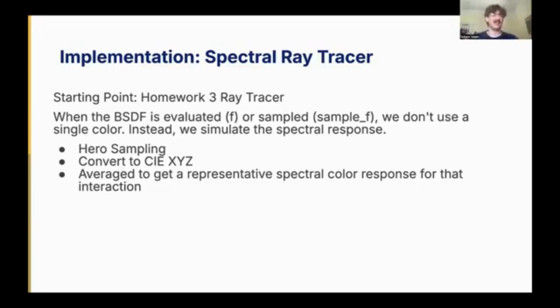And then since we don't want to work in just wavelengths, we want to work in something a little bit more uniform. We end up converting these wavelengths that we sample into the CIE XYZ uniform color space. And then from there, we're essentially integrating over this. So we want to get the average of all of these wavelengths that we've sampled and then push that into the rendering pipeline.